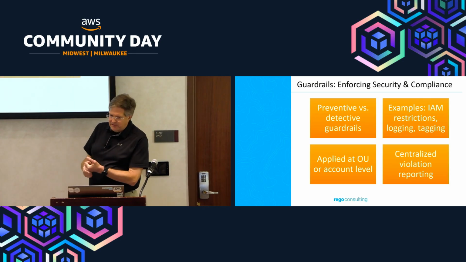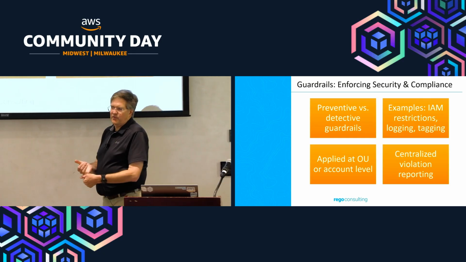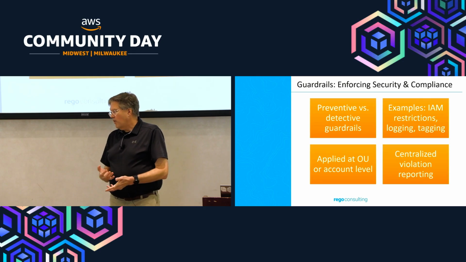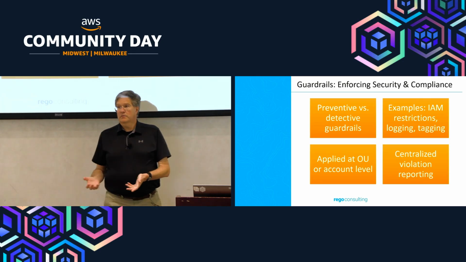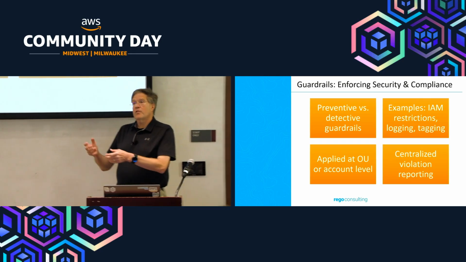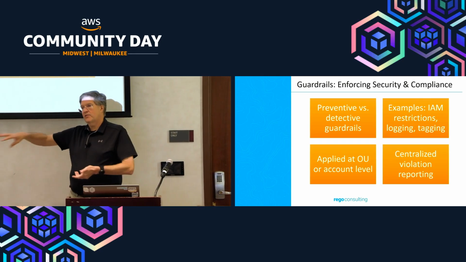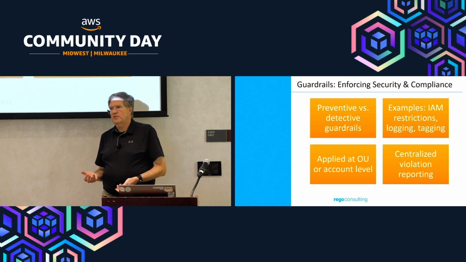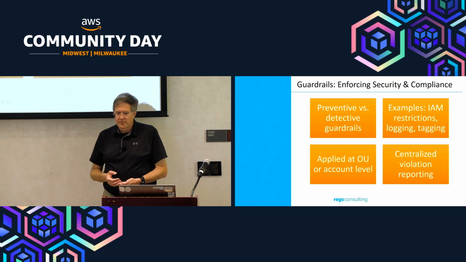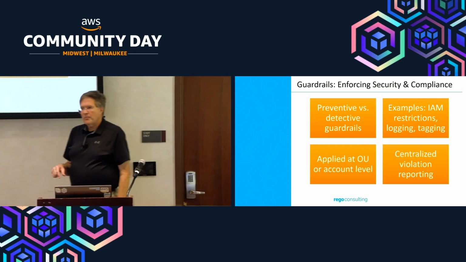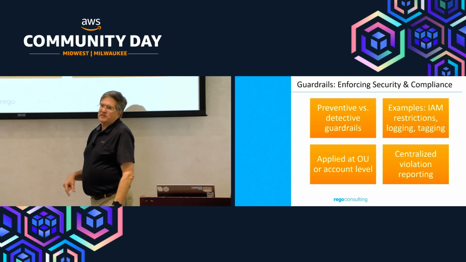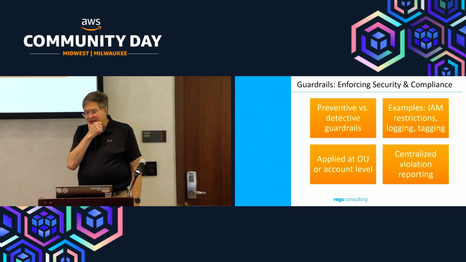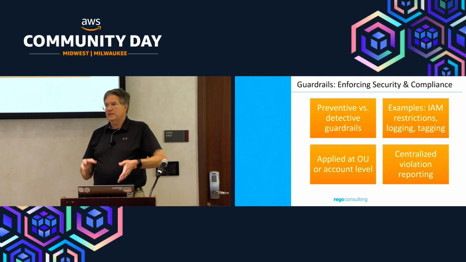Examples of types of guardrails: there are some for logging. Maybe you want to make sure that you're logging certain types of networking events, okay? And again, the logging with Control Tower is set up to ship everything over to your logging account. You might have IAM restrictions, like I mentioned, the SCP on root. They're applied generally at the OU level or possibly the account level, depending on the type of guardrail they are, okay? And it gives you a way to see central violations, okay?